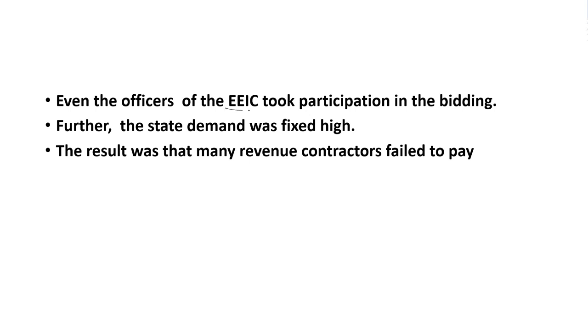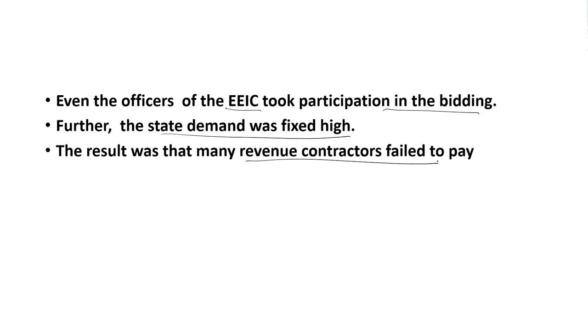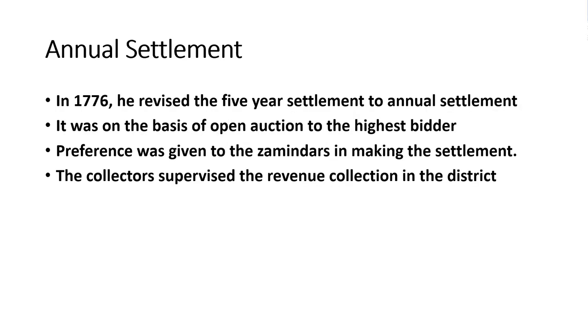The interesting fact was that even the servants of the English East India Company took part in the bidding. They also got contracts for the collection of land revenue from the peasants. Over and above, the state demand was high, so it forced the contractors to collect a high amount of tax from the peasants. As you have been told earlier, despite their best efforts through oppressive measures, most of the contractors failed to pay the fixed amount they promised to the government while getting the contract. Following which, the British government put certain revenue farmers on trial.